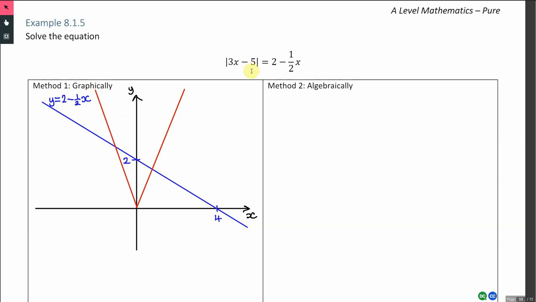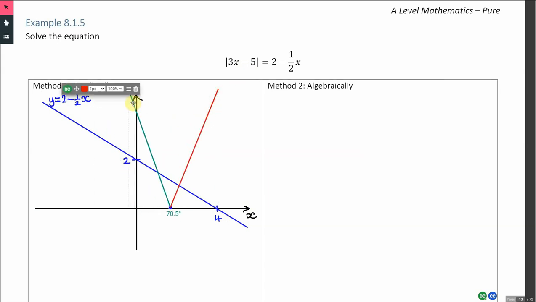Now the take 5 inside the brackets, that would move it to the right, but not by 5. It'll be 5/3 because of the scale factor of 1/3 that's already happened. So this will move to the right by 5/3. So there's 4 on the x-axis, so it doesn't go beyond that. So it'll be around about there.